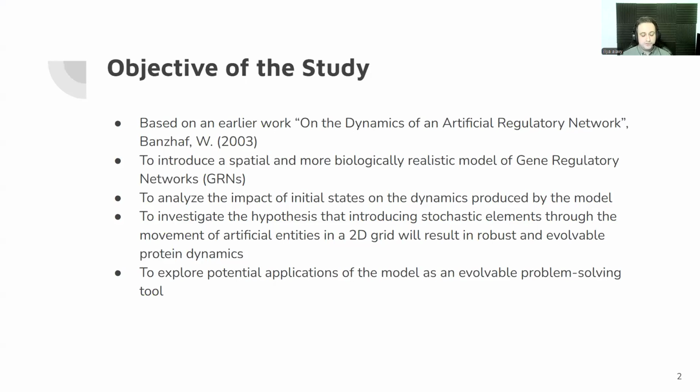The objective of our study is to introduce a more biologically realistic and spatial model of gene regulatory networks, or GRNs. It's also to analyze the impact of initial states of this system on the dynamics that are produced, and to investigate if we add stochastic elements to the system through the movements of artificial agents in a 2D grid, would that result in a robust and evolvable system that can produce evolvable protein dynamics. And finally, to explore potential applications of this system.